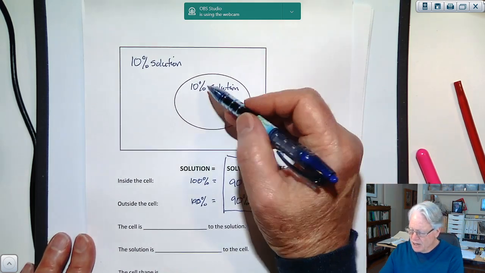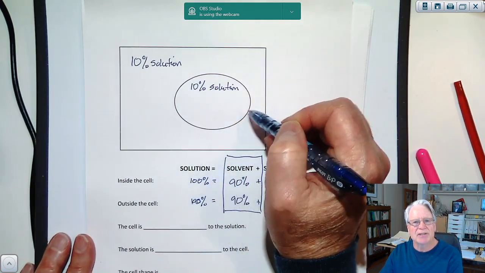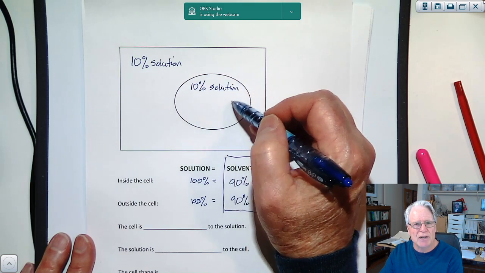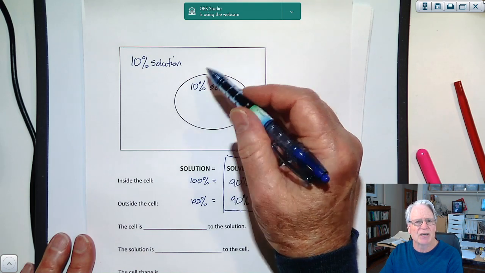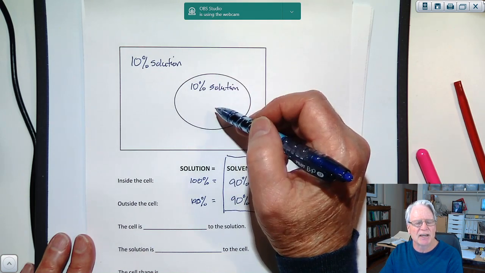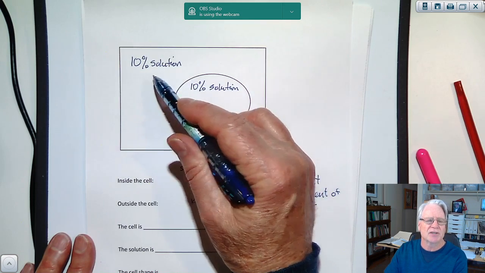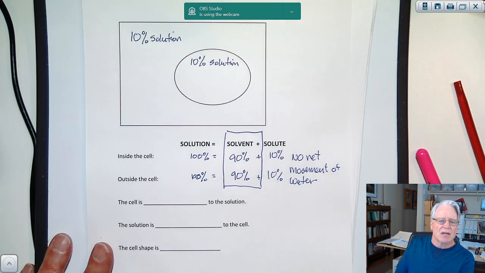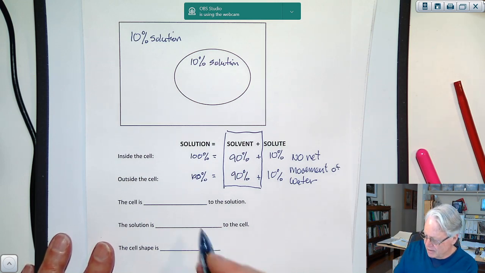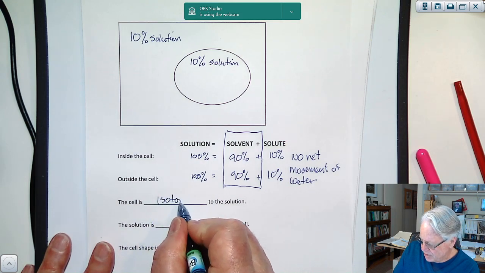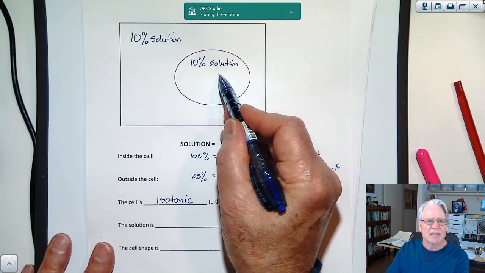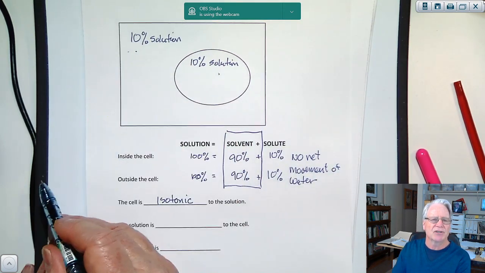Why? Because we have a selectively permeable membrane separating 2 spaces, and the concentration of water in both those spaces are equal. So I have the same amount of water here as I have here, because the percent solution is the same. So there's no net movement of water. So what we can say is that the cell is isotonic to the solution. The cell is isotonic to the solution.